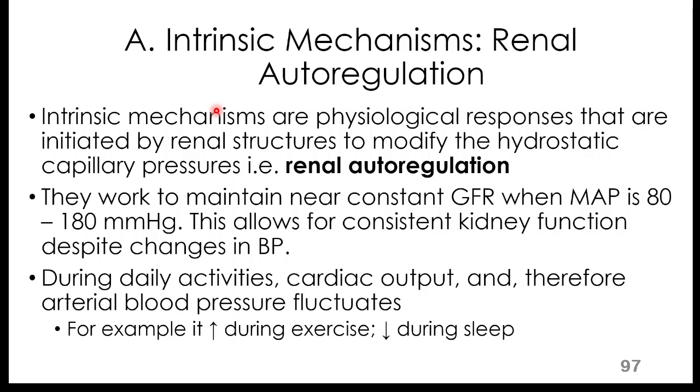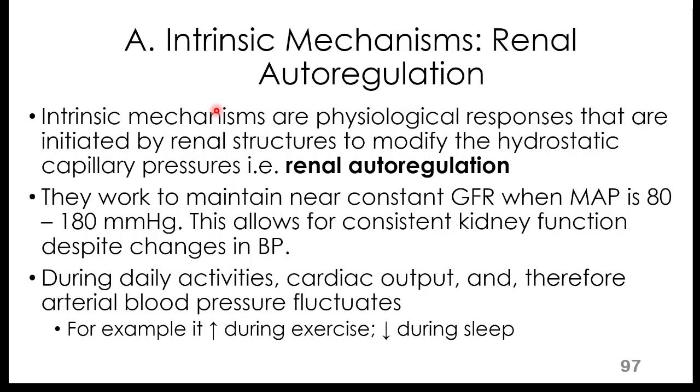These are responses that are initiated by the renal structures themselves to modify the hydrostatic capillary pressures, and that is what we refer to as renal autoregulation. They maintain near constant GFR when the mean arterial pressure is 80 to 180 millimeters of mercury. Some authorities will say 60 to 180. This allows for consistent kidney function despite changes in blood pressure.